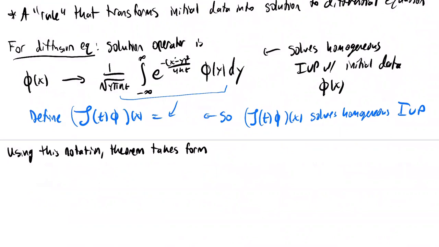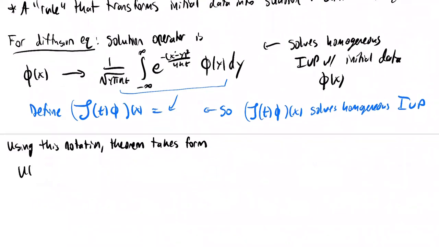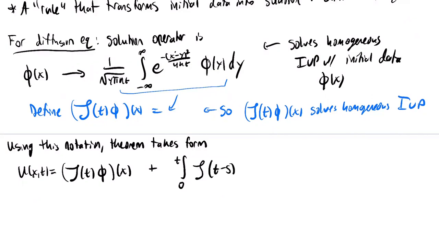So the form is u of x, t. It's equal to the solution operator at time t applied to my initial condition phi at x. And then I have an integral from 0 to t of the solution operator at time t minus s applied to my function f at x. But then I'm integrating with respect to s.